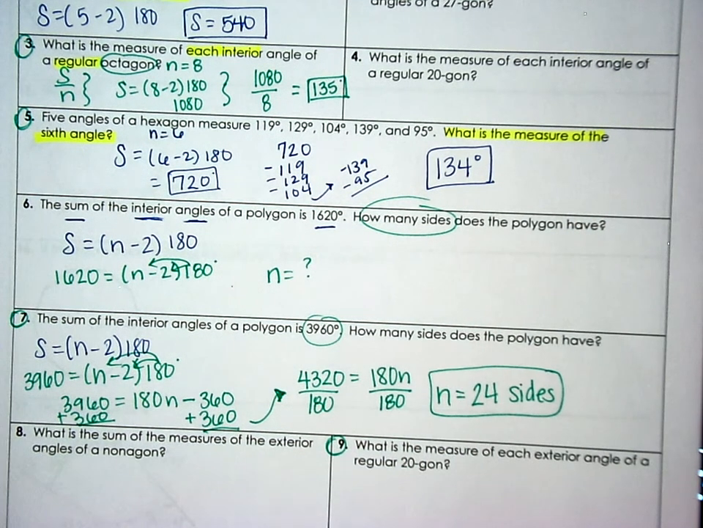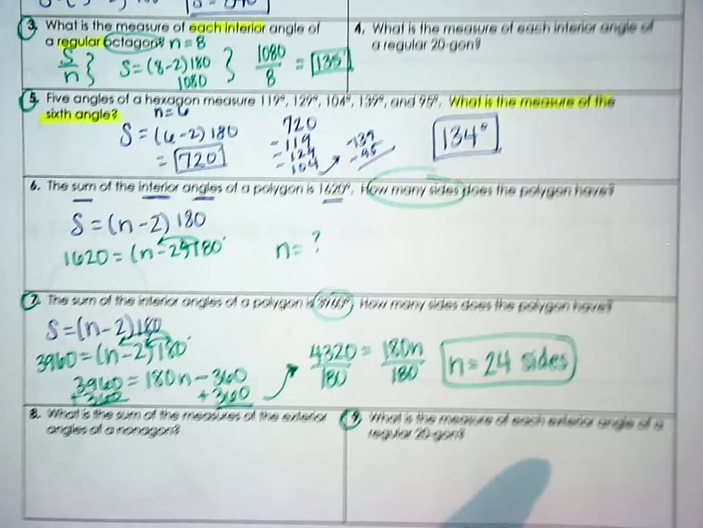Now, is this the only way to work it out? No. Some of you might have chosen to divide the 180 first instead of distributing to make the numbers a little bit friendlier to work with, and that would have worked as well. Okay? I just like to distribute, so.